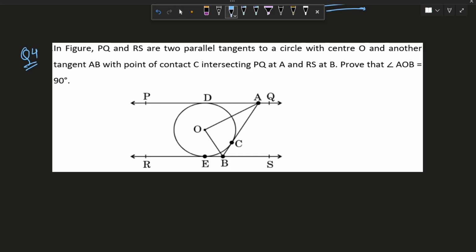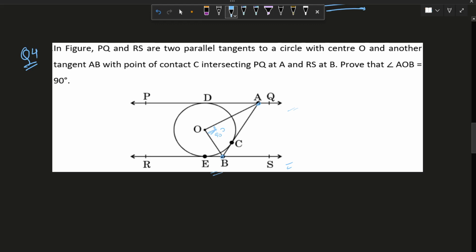Now, here it says that PQ and RS are two parallel tangents to a circle with center O, and another tangent AB with point of contact C over here. It is intersecting the PQ and RS at 2 points B and A. Okay, you need to show that this angle is 90 degree. You have to prove that.